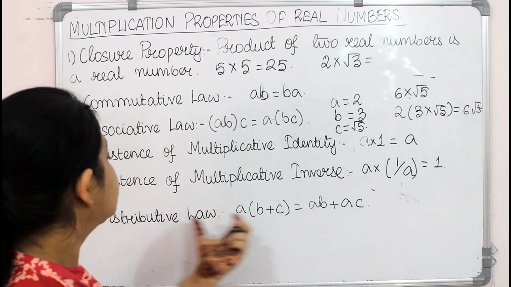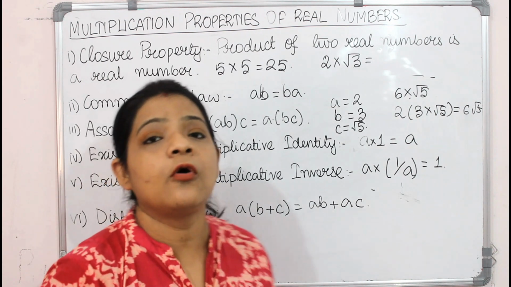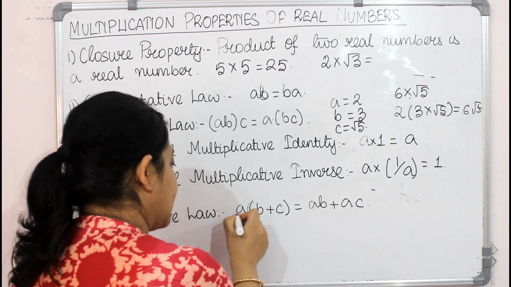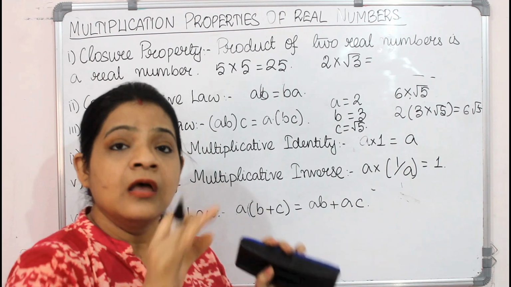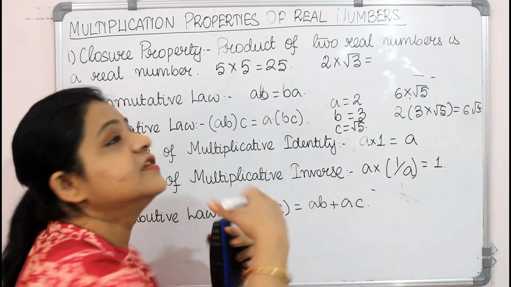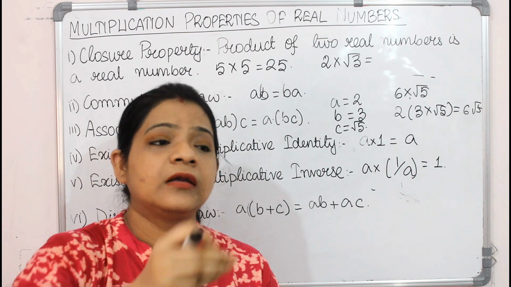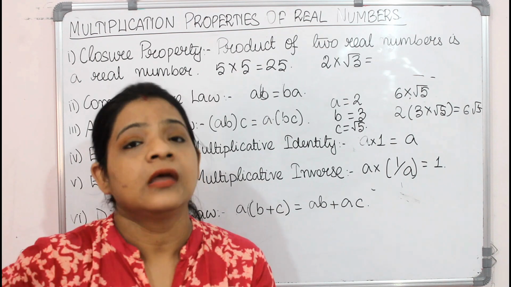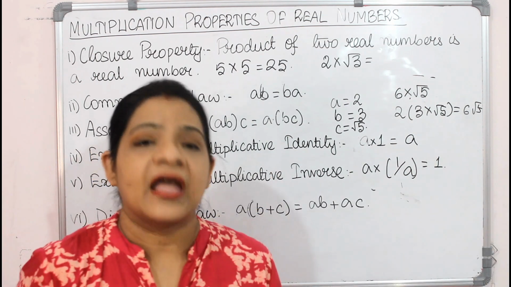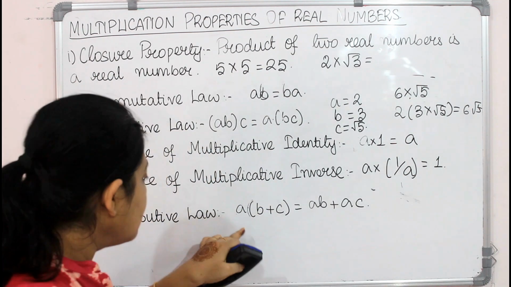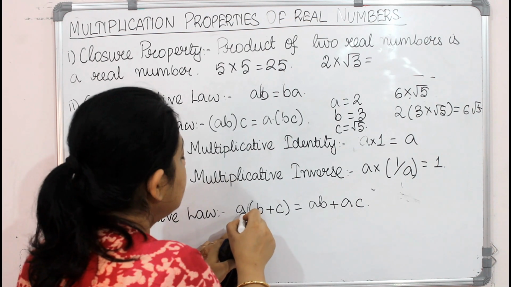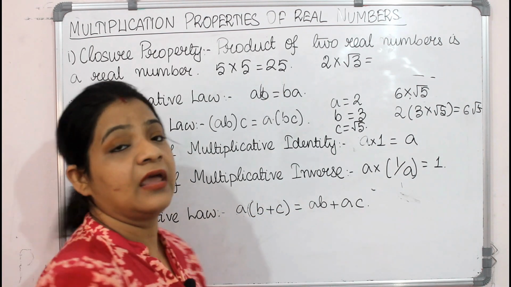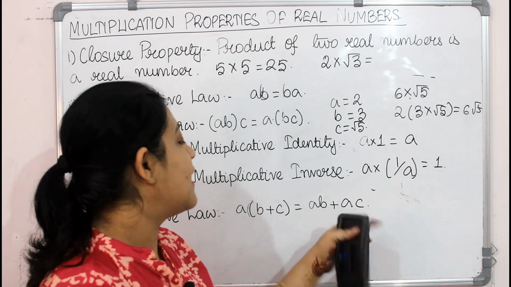Okay, next is the distributive law. So what does distributive law mean? Suppose B plus C is within a bracket and A is outside the bracket. Distribute means, suppose an apple is there and you are distributing this apple to 5 members. Here also it is the same thing: you are distributing A with B and you are distributing A with C. So A into (B plus C) equals AB plus AC.